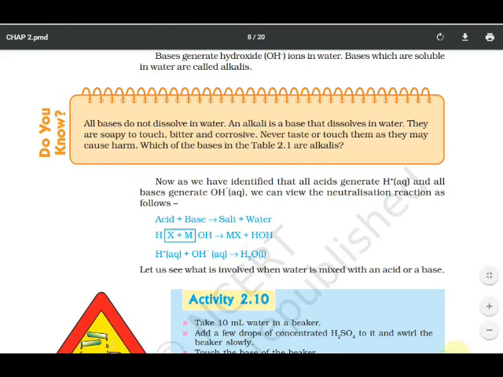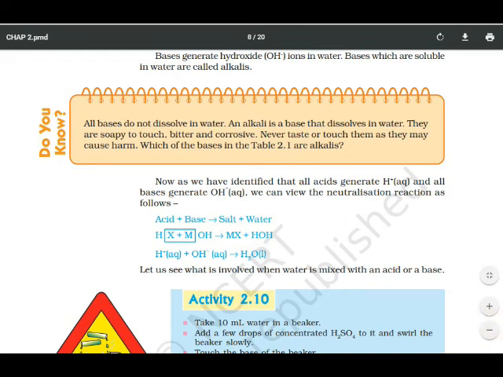HX plus MOH gives MX plus H2O, that is HOH. Understood? H plus aqueous plus OH minus aqueous gives H2O. Let us see what is involved when water is mixed with an acid or base.